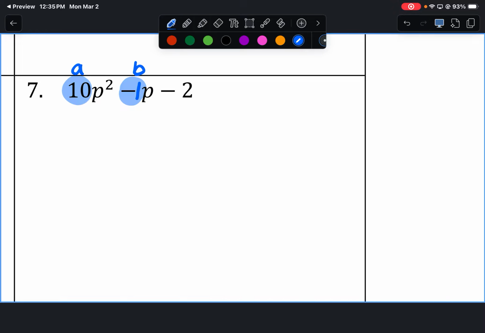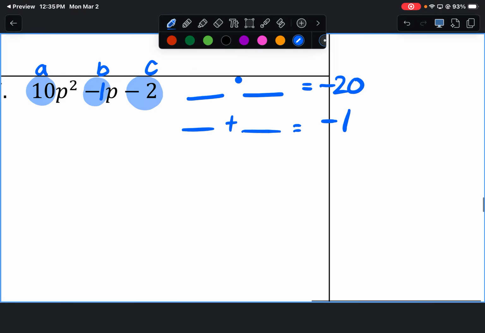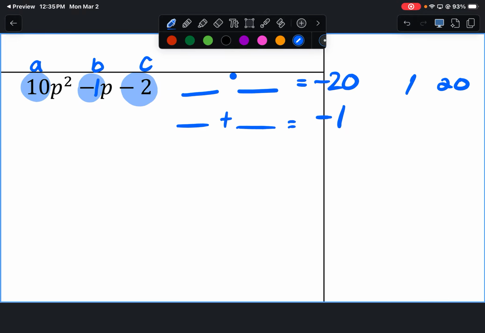And what is our C? Not just -2. Okay, so we have to figure out what multiplies to give us, what is A times C? But then adds to give us, what is our B? What are the factors of -20 that add to give you -1? Let's think. We have 1 and 20. What else? 2 and 10. Okay, what else?